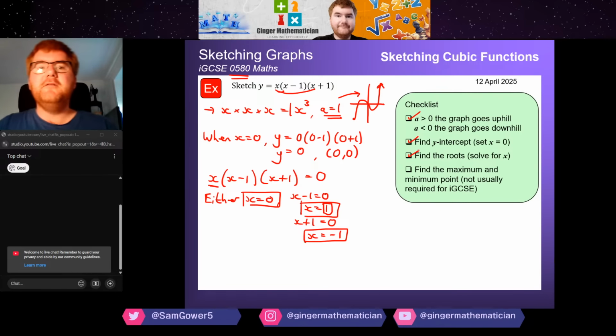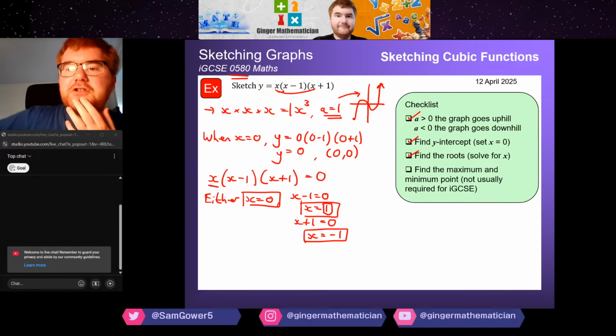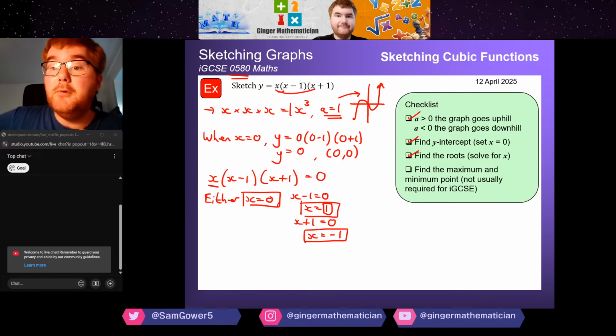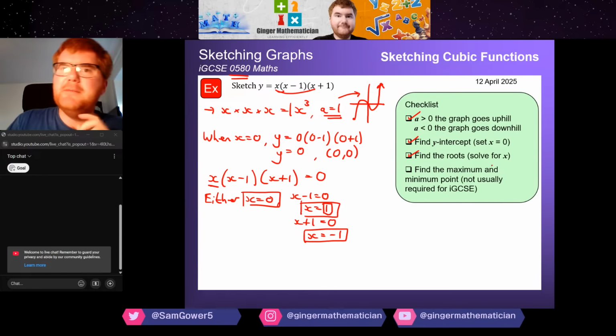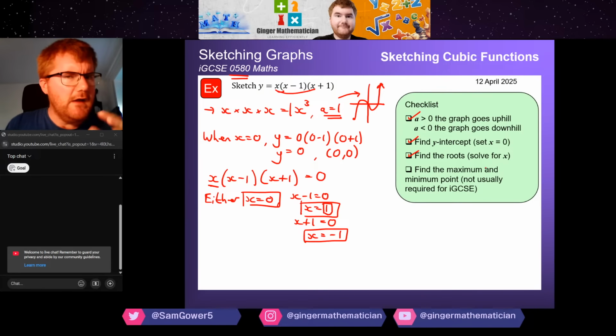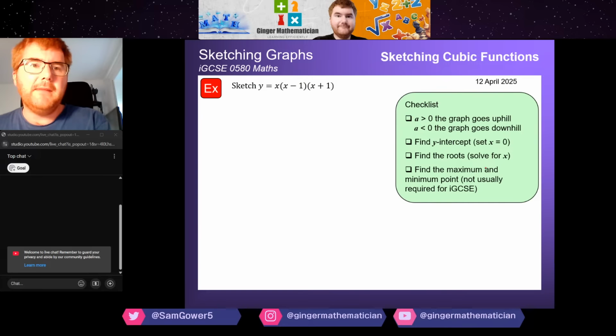Now I know a few people have asked about how you actually work out the maximum and minimum points. Now as I put here, it's not usually required for iGCSE, but if you're moving on to other courses and you're looking at that extension, those unseen kind of questions, let's at least talk about this.